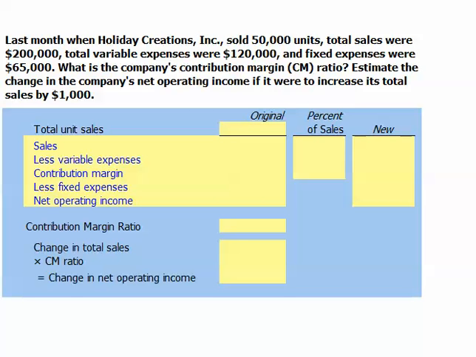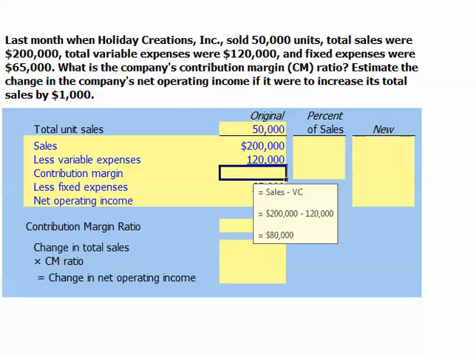Last month, when Holiday Creations Inc. sold 50,000 units, total sales were $200,000. Variable expenses were $120,000, and fixed expenses were $65,000. What is the company's contribution margin ratio? And let's estimate the change in the company's net operating income if it were to increase its total sales by $1,000. Let's begin by finishing off our contribution margin format income statement.